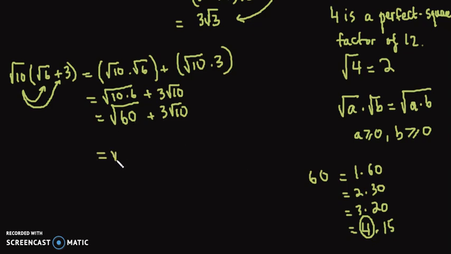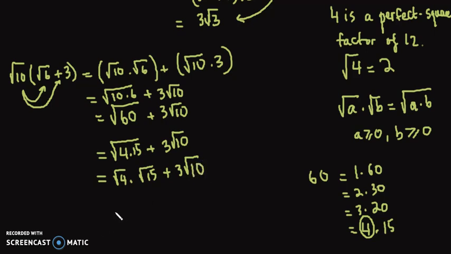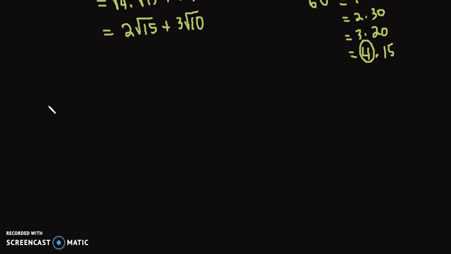So in this case, we would rewrite square root of 60 as square root of 4 times 15, plus 3 times square root of 10. You would have square root of 4 times square root of 15, plus 3 times square root of 10, and square root of 4 is 2, so 2 square root of 15 plus 3 times square root of 10. In this case it's simplified, so you cannot simplify any further.